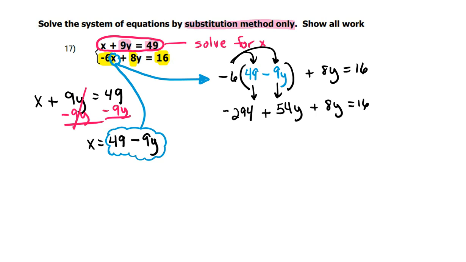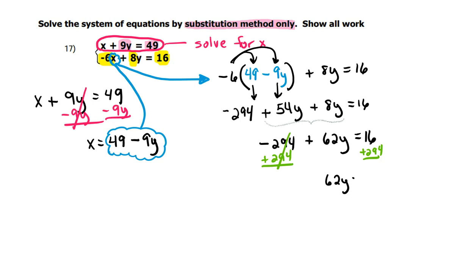And then I have like terms here. I can add these two together. So I'm still going to have the negative 294, but 54 plus 8 is going to be a 62y. And now I got 2 steps left. I'm going to add the 294 to both sides so that it cancels out here. And then 62y is going to equal whatever 16 plus 294 is, and that's 310.